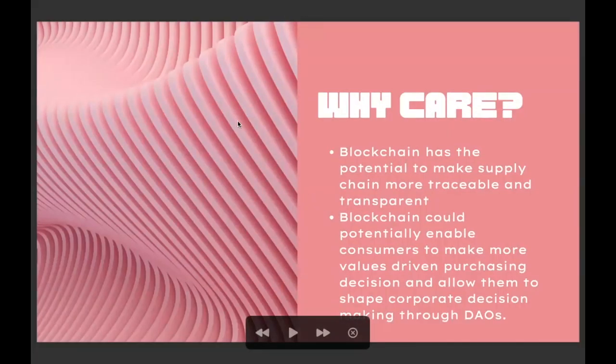And why should we care about this? I think that blockchain specifically has the potential, again, we still have to think about it critically, to make supply chains more traceable and more transparent. And it could also potentially enable consumers to make more values-driven purchasing decisions and allow them to shape corporate decision-making through things like DAOs, which are sort of like decentralized governance mechanisms that you could use to help people make decisions along their values.